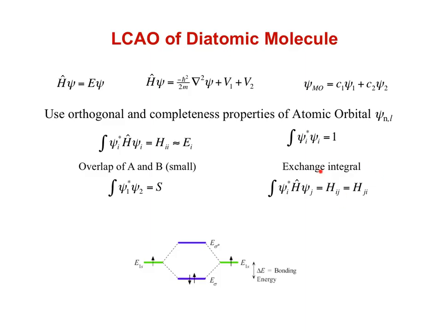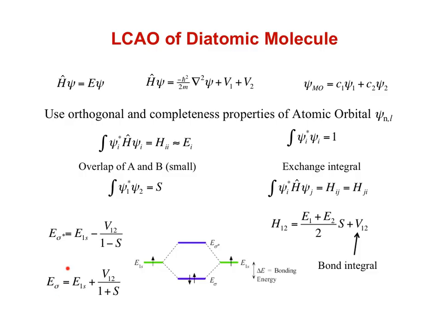Now, due to the symmetry of the Hamiltonian operator, H sub ij equals H sub ji. We will show in the next slide that the exchange integral is the energy of the atomic orbitals averaged times the overlap integral plus another term we call the bond integral.